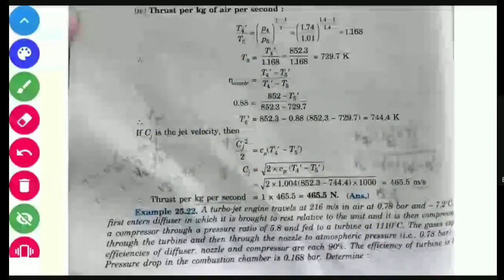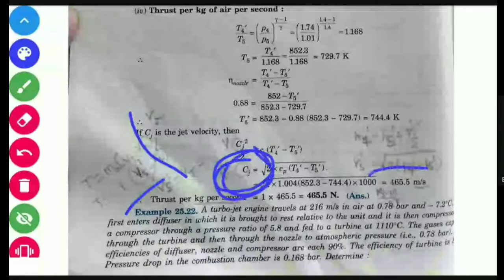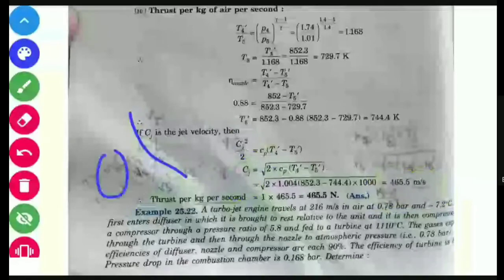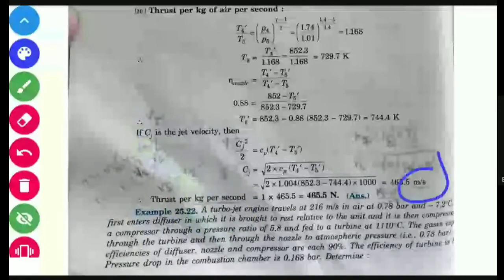Ma into (Vj minus Va). This is from terminology. But Va or V4 is neglected, so it's still Ma into V5. Here the Vj or V5 value is 465.5 meter per second. That is the velocity. But we want thrust, and thrust units must be newtons. Here Ma is in kg per second, and velocity is in meter per second.